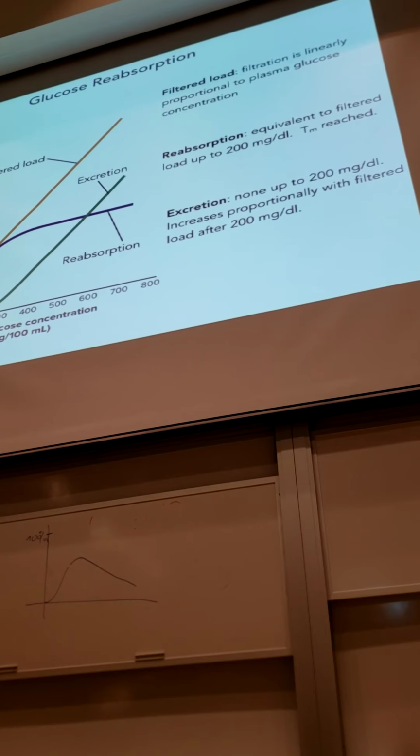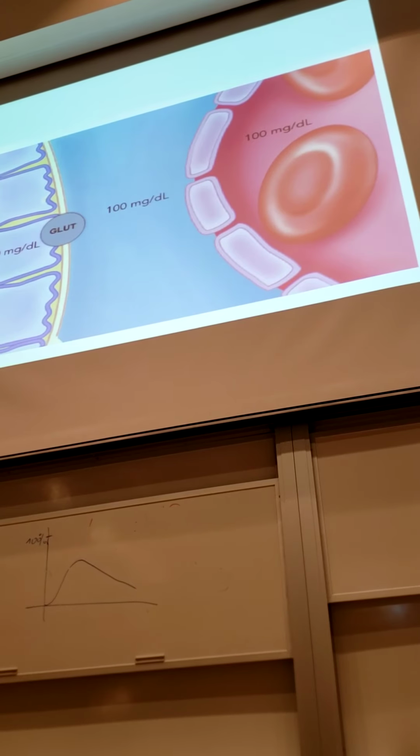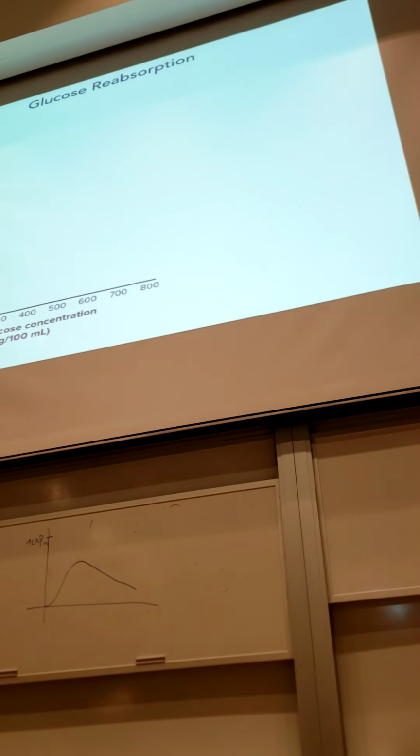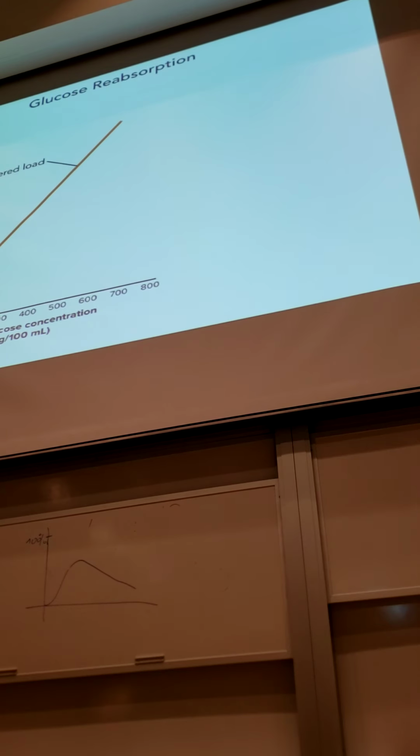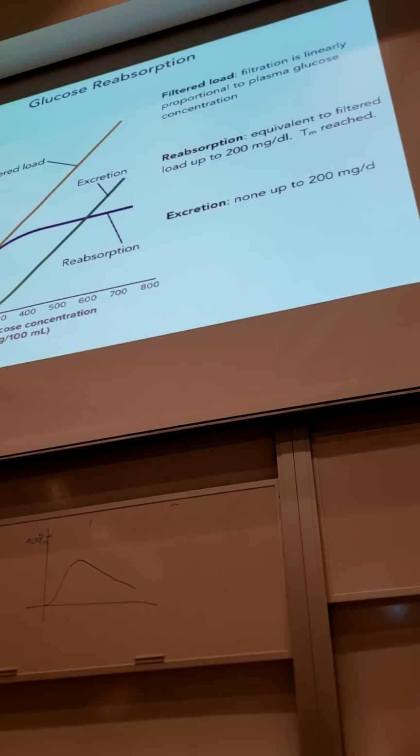All right, any questions? The most important thing to me is that you understand what's happening here. But I do want you to understand the repercussions of this: we filter proportionally to what's in the blood plasma, and we reabsorb proportionally to what's filtered, to a point. Okay. And anything that's not reabsorbed, of course, we excrete. Any questions on this material?